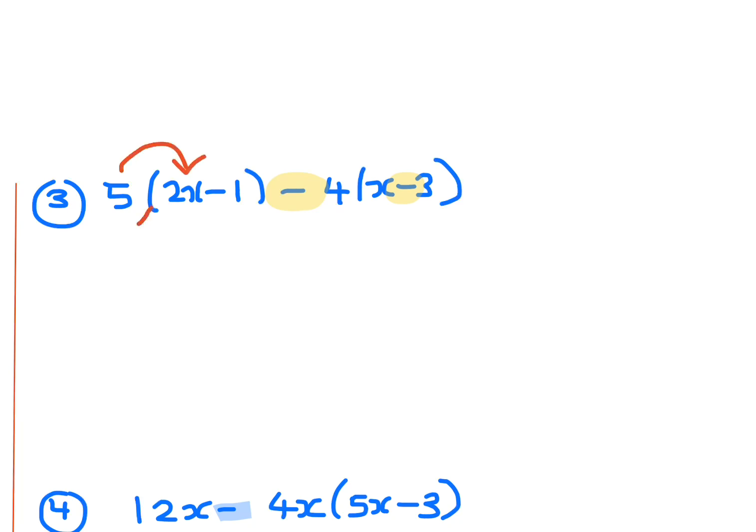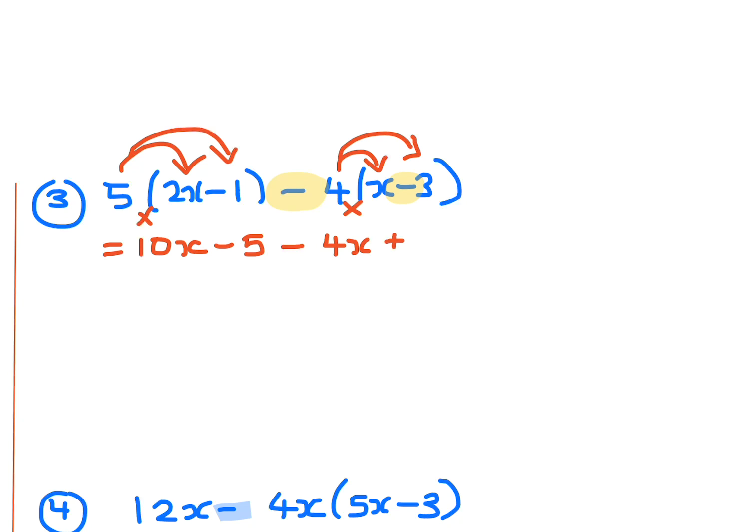So this is 5 times 2, that will give you 10x. 5 times 1 will give you minus 5. Minus 4 times x is minus 4x. Minus 4 times 3, a minus times a minus is a plus, will give you plus 12. And then if you look at this now, we have 10x minus 4x. They're like terms. And then minus 5 plus 12.